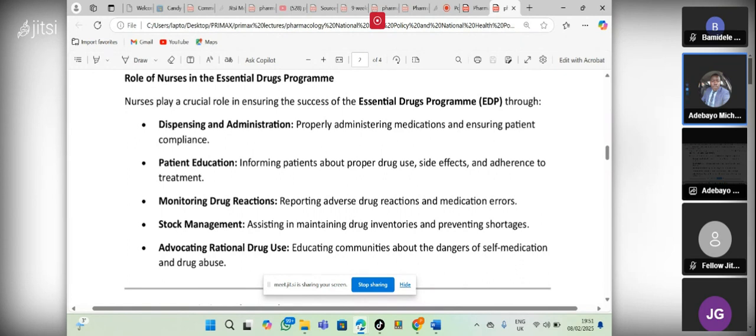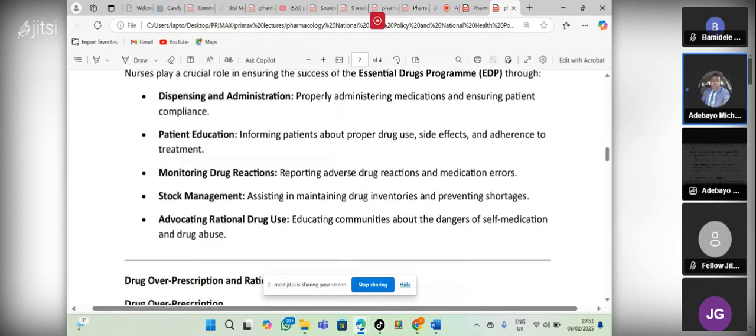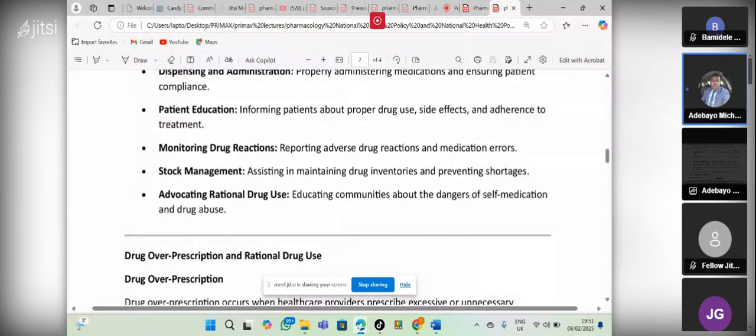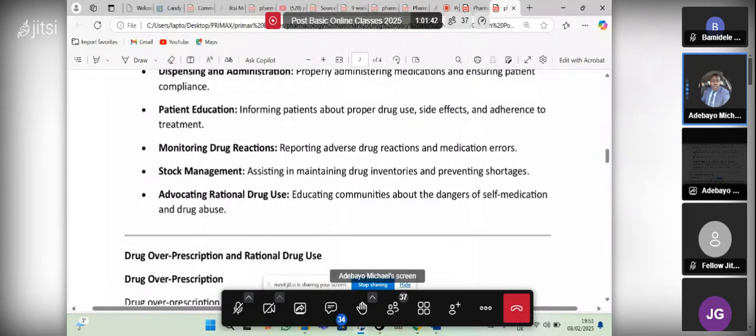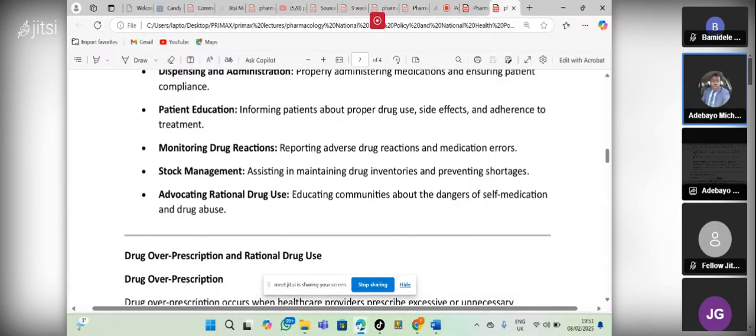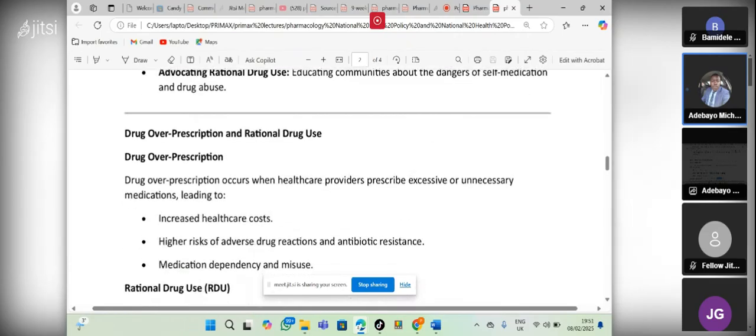Monitoring drug reaction, reporting adverse drug reaction and medication error, of course, and stock management, of course. The importance of that can never be overemphasized. Nurses are managers. And advocating rational drug usage, you know, some people should not get more than they need, and there should be prevention of self-medication as well, and prevention of drug abuse as well. So those are the roles that nurses play.